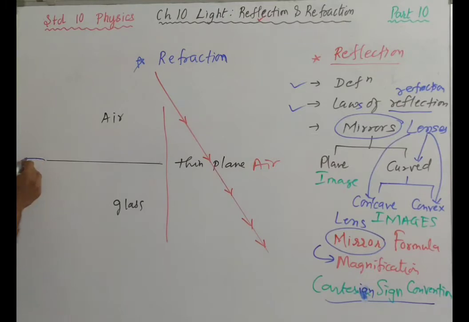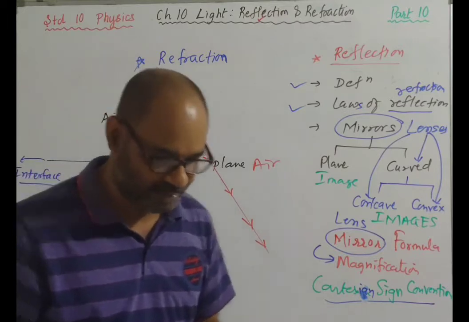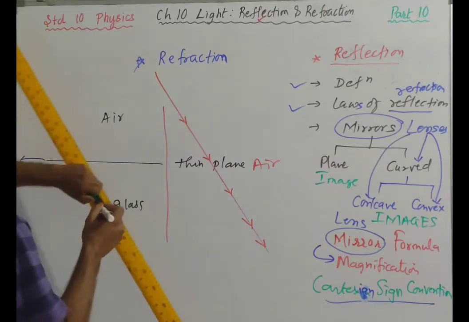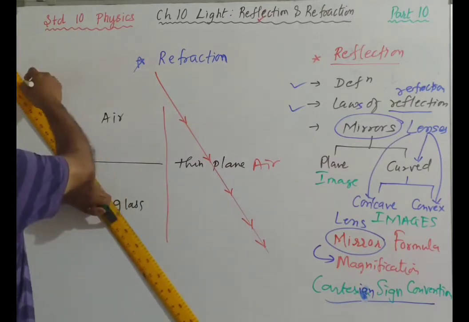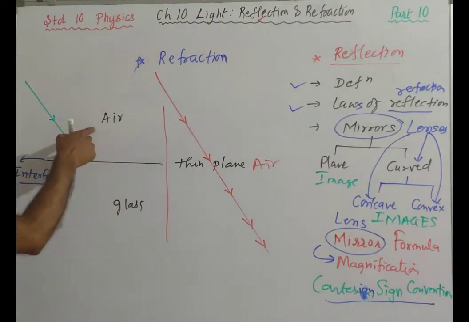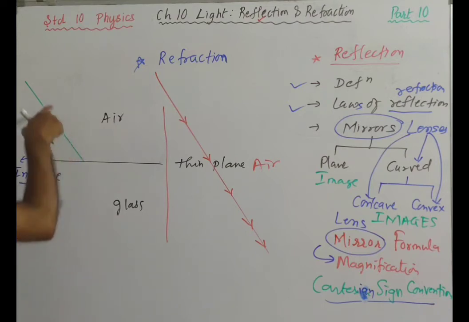Children, this plane which separates is called interface. What is it called? Interface. So here the black horizontal line represents the interface. Now children, let's say one light ray is traveling in air this way. This is the air medium and now it is going to enter the glass medium. Correct, children?